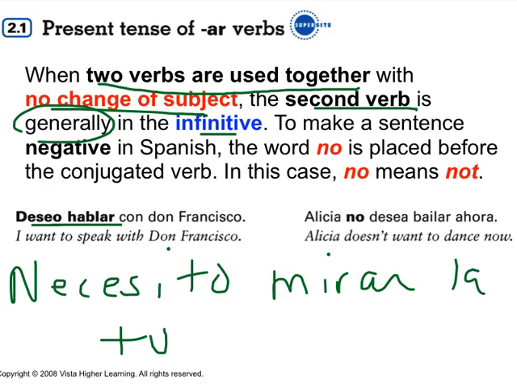Things like that. Necesito. You already know how to make sentences negative. You put the no before the verb form. Alicia no desea bailar ahora. And so that wraps up our quick review of AR, ER, and IR verbs, regular in the present tense.